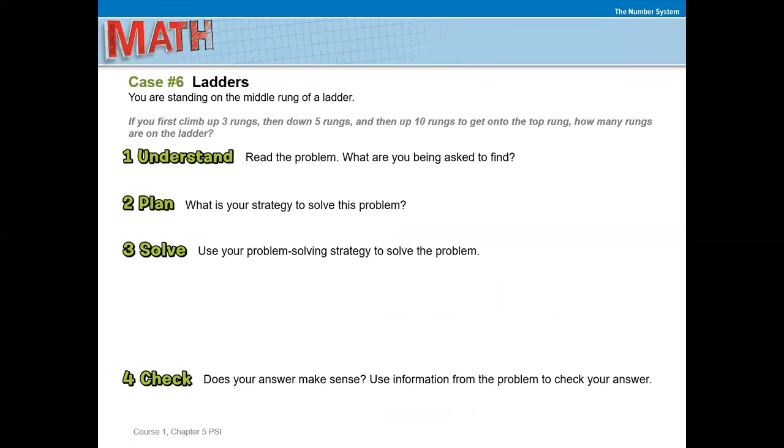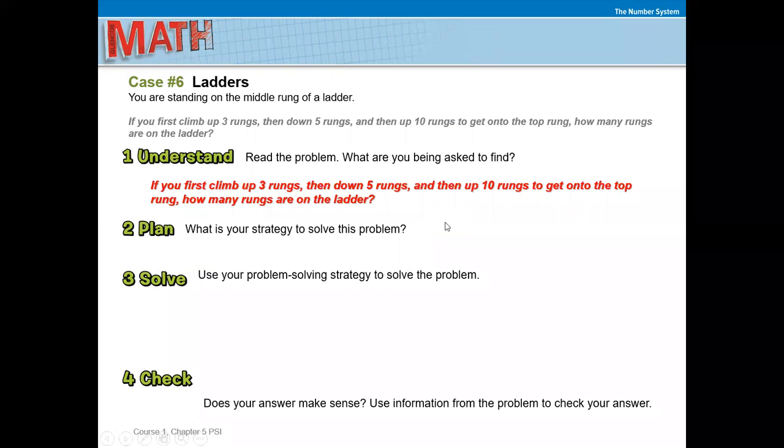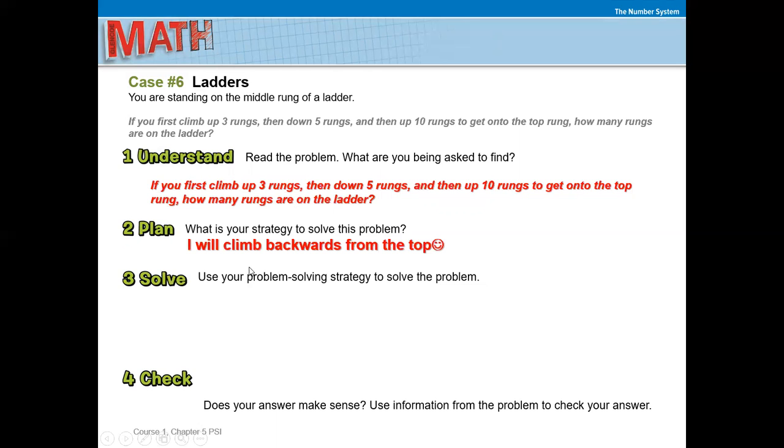Number 1, understand, read the problem. What are you being asked to find? If you first climb up 3, then down 5, and up 10 to get to the top, how many rungs are on the ladder? What's your plan? What is your strategy to solve the problem? I will climb backwards from the top.